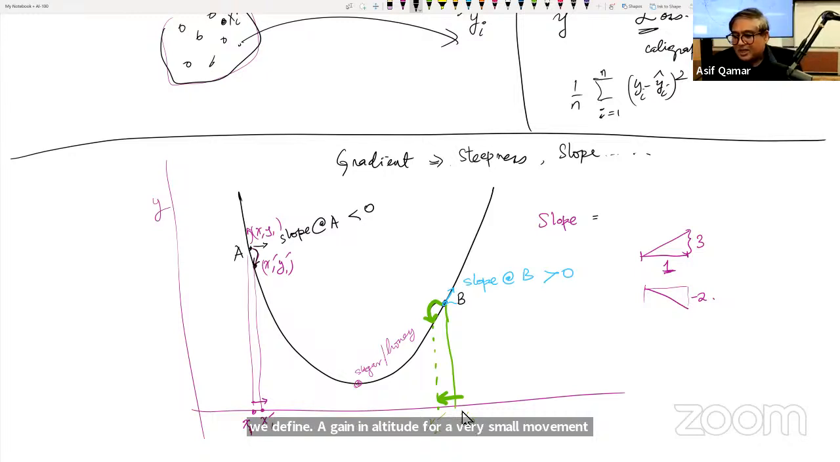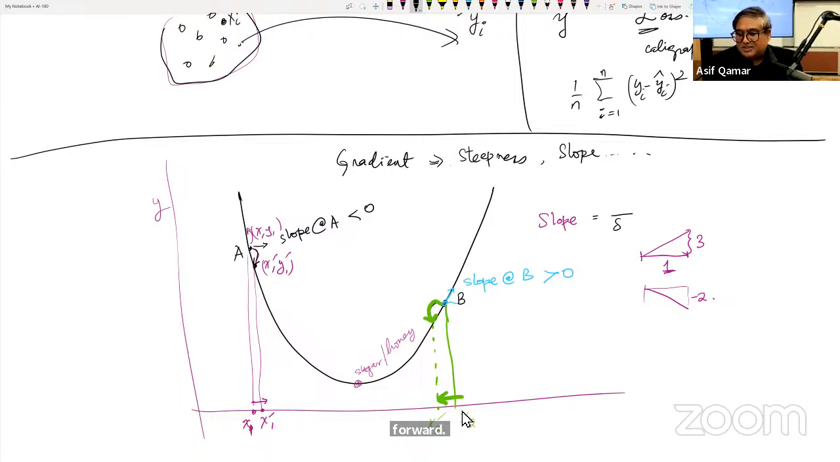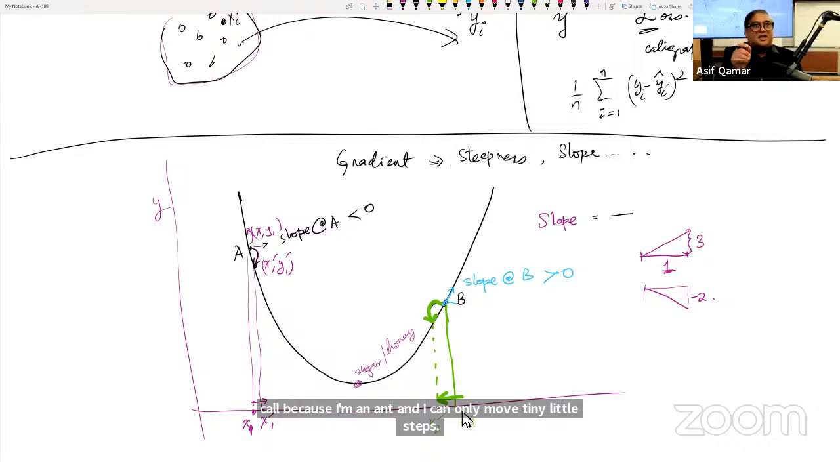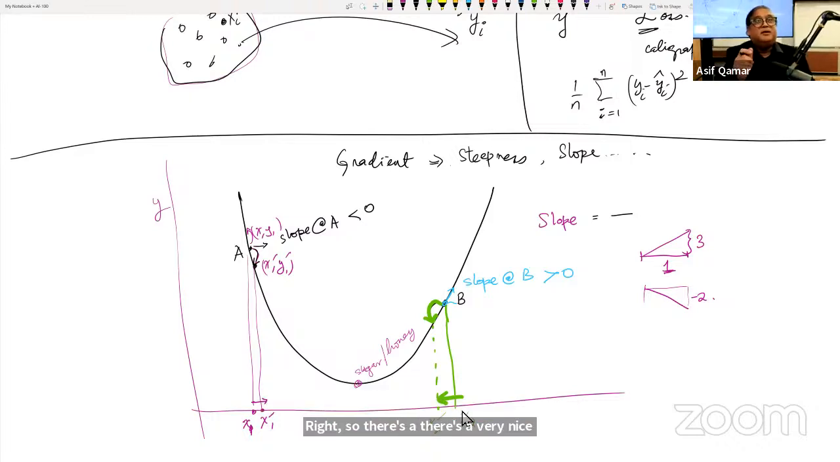So if I move a very tiny distance forward, which I will call, because I'm an ant and I can only move tiny little steps, right? So there's a very nice word in calculus, in mathematics, for tiny. We write it as dx. Dx means the tiny step that an ant can take, right? The step worthy of an ant.